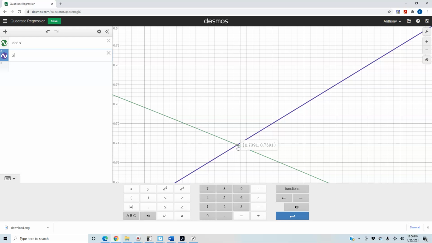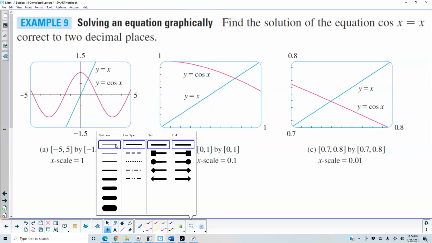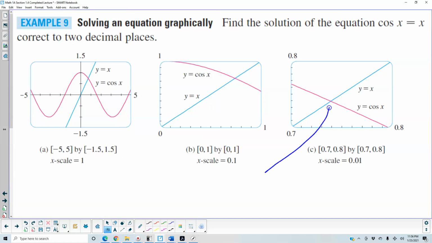But we may not have to do that. We don't have to go through all three of those to be able to see that. But it's nice to see the scale for the y and the x-axis. So again, each graphing device is going to give you something different. But we determined that the solution, or the intersection, the x value is 0.74 and the y value is 0.74.